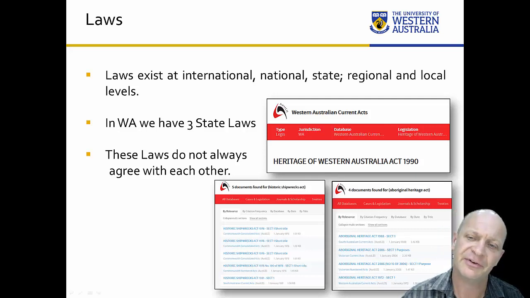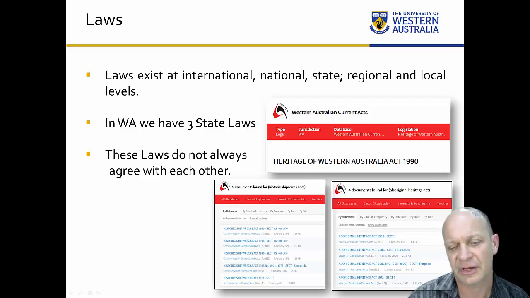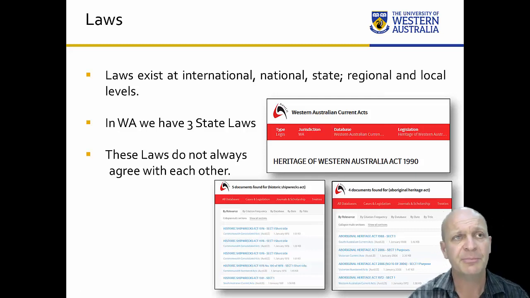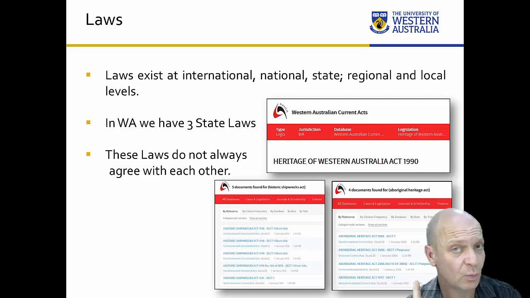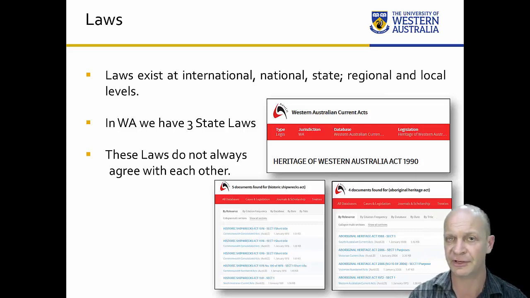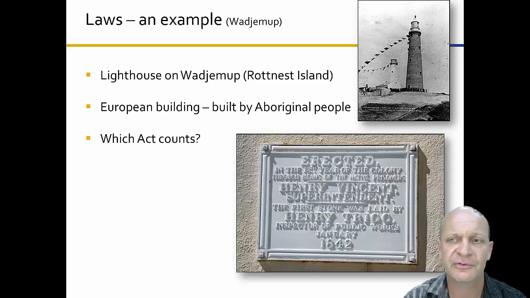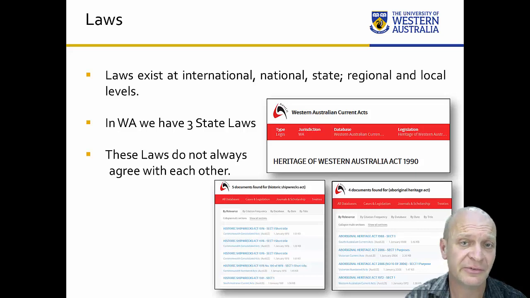So the issue we have in WA is these 3 laws interpret the past and its regulation a little bit differently. My opinion as a professional is that we need one heritage legislation for the whole state. That's going to take some time, and that's going to be a challenge that your generation is also going to deal with. But let me show you some of the peculiarities we land in by having these different laws.